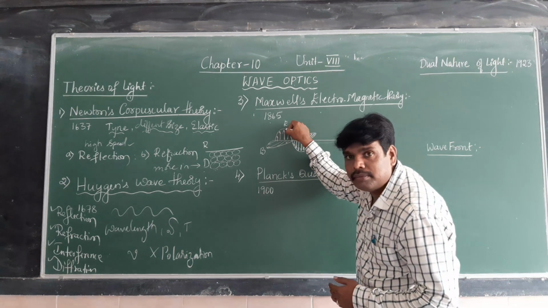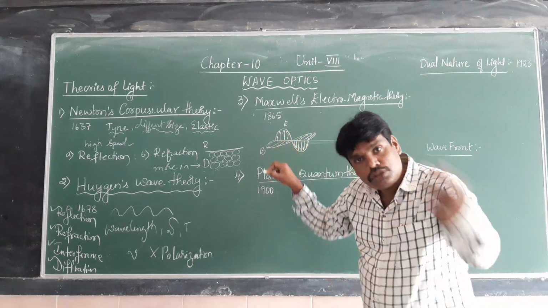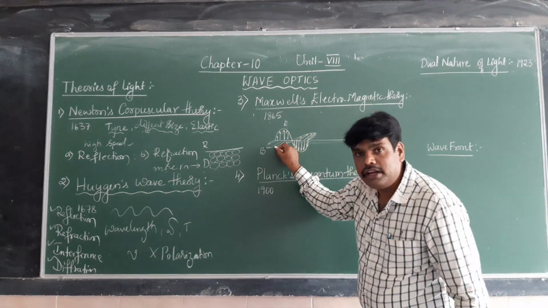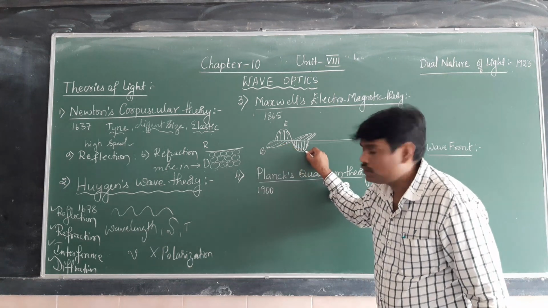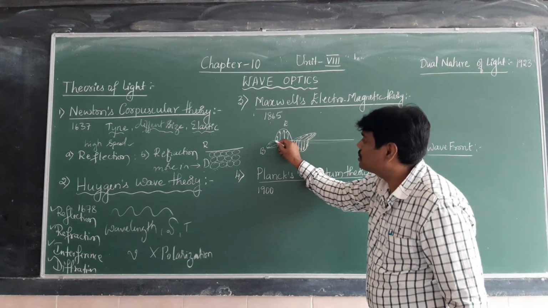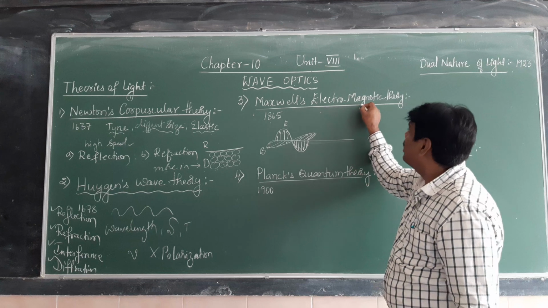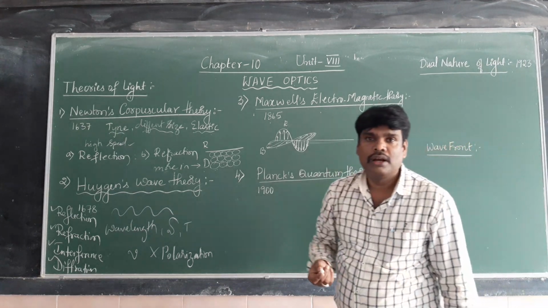Electric field is varying, producing magnetic field. That is also varying. When there is a varying magnetic field, it produces electric field. So this type of variation causes electromagnetic waves.